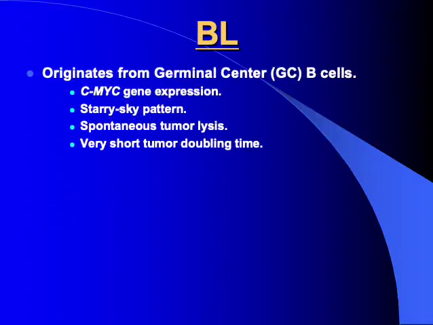Burkitt lymphoma originates from germinal center B cells. It is characterized by c-Myc gene expression and a starry sky pattern under the microscope. Also, it is characterized by spontaneous tumor lysis syndrome, and it has a very short tumor doubling time. It could be days or maybe weeks. This disease, if not diagnosed and treated immediately, takes life.